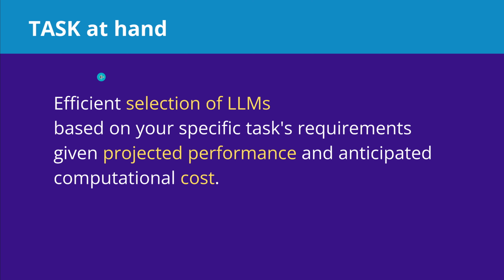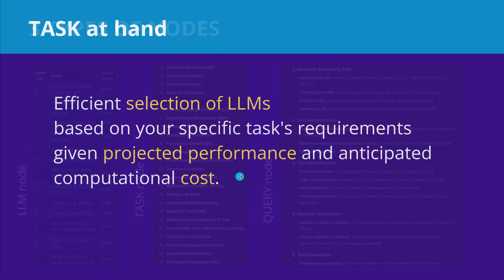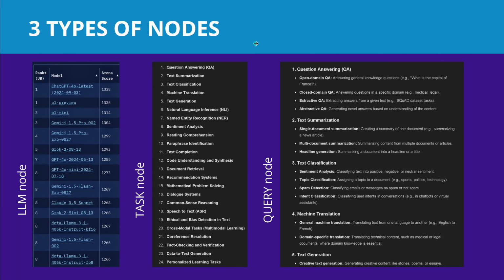So we start here with, we want to efficiently select some specific LLMs. Do you go with Claude? Do you go with Sonnet? Do you go with O1, with a Mini? Based on your specific task, on your requirement, given the projected performance that we can expect from those systems for your task and the anticipated computational cost, and then the price point that Microsoft is asking you. So, easy. How do we build a graph?